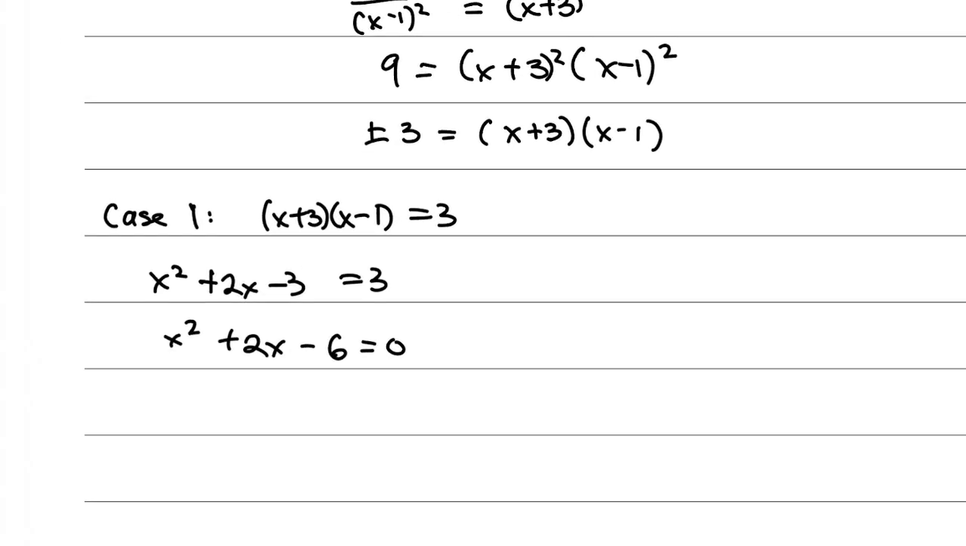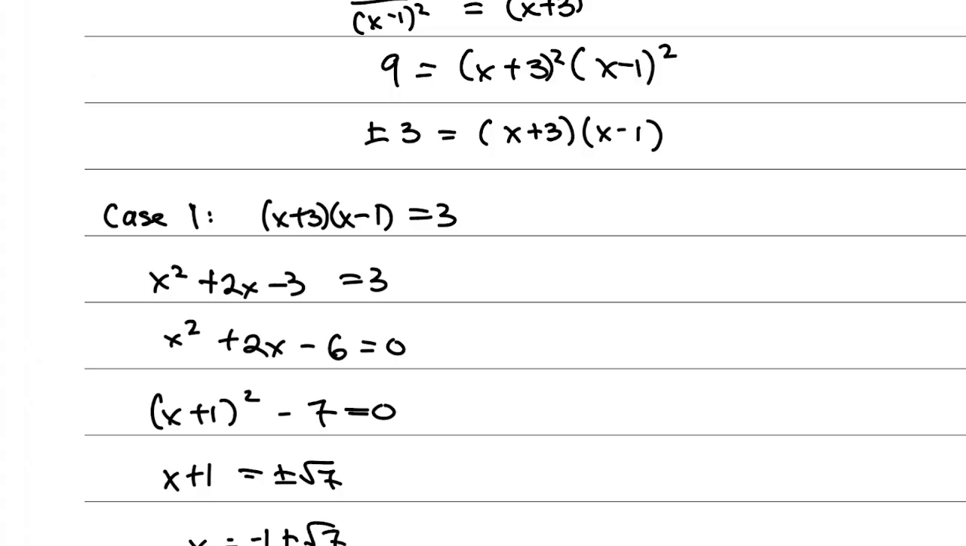So from there we can just do a bit of completing the square. That'll be x plus 1 all squared minus 7 equals 0. So you have x plus 1 equaling plus minus root 7. So x equals minus 1 plus minus root 7.